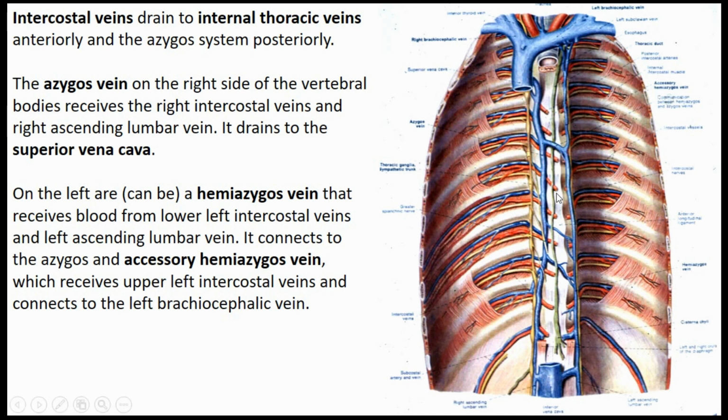But you should know this is the system that drains the posterior body wall of its venous blood, and will also receive blood from some other structures like the bronchi and the airways.